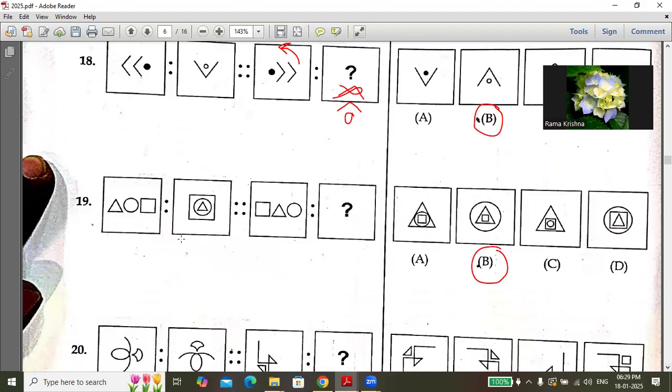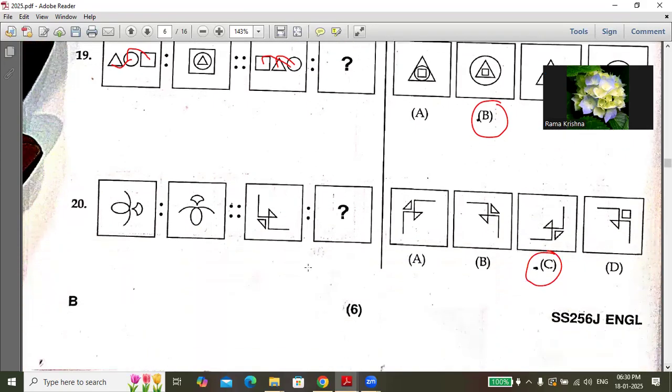So this is a very simple question. This is coming and sitting inside, and this is coming and sitting inside this, like that. So first square, then circle, then triangle. Here, first circle, it has to follow the same method. So first the triangle has to sit inside, and the square has to go inside the triangle. So that is the reason B is the correct answer.